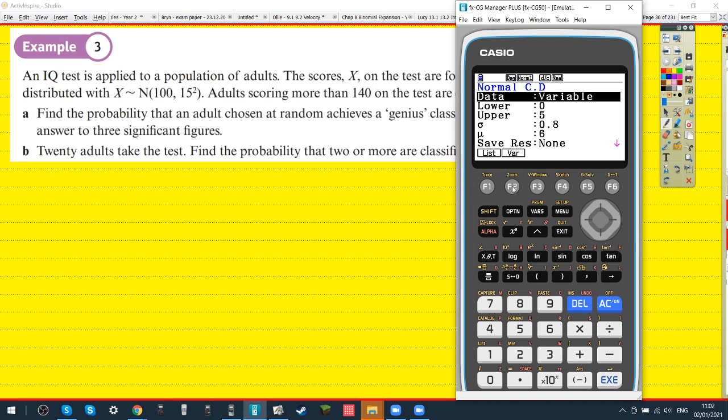So 15 squared. I think one of those numbers was the mean. Do you remember which one? Is it 15? Nope. 100. So I'm putting 100 as the mean. And the other one was the standard deviation. So technically it's the variance. Standard deviation is the square root of it, but the square root of 15 squared is just 15.